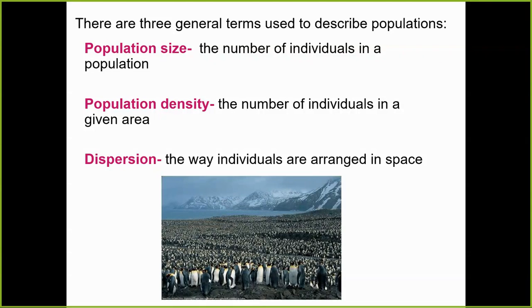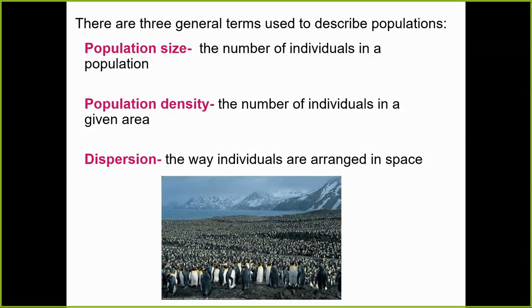I'm totally guessing. I have no real idea. So if I had to sit here and count 1, 2, 3, 4, 5, and so on, you can count the number of individuals in this picture, in this area, and maybe there's 1,000,000. Okay. Another term that we use to talk about populations is population density. The population density is the number of individuals in a given area. So if I look at these penguins, they're really packed tight together. We would say that this is a dense population.